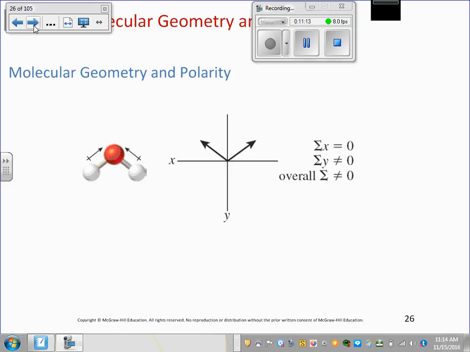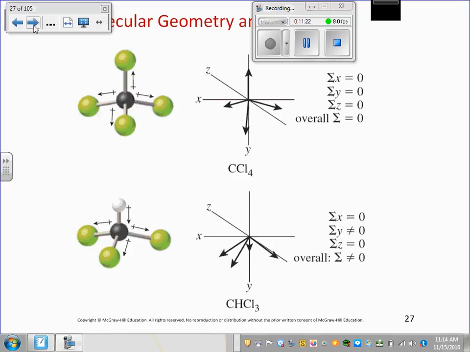And here we have water. So you can see how the vectors go. And the top one here is carbon tetrachloride, so it's tetrahedral. Chlorine is more electronegative than carbon. So they're pulling, and it's symmetrical, so they're each pulling so that the vectors cancel out. So carbon tetrachloride is nonpolar.